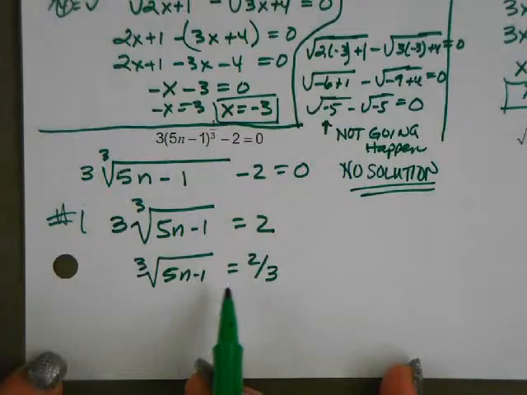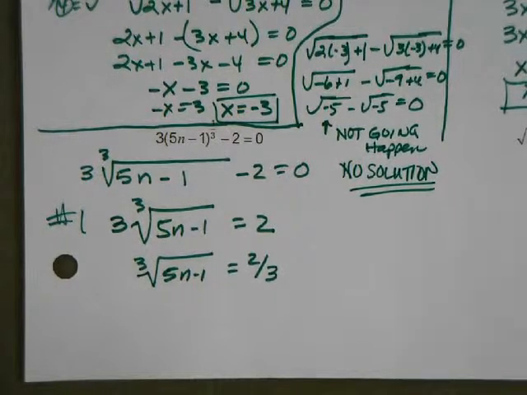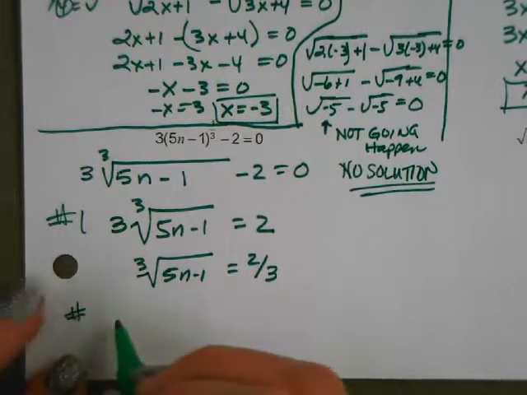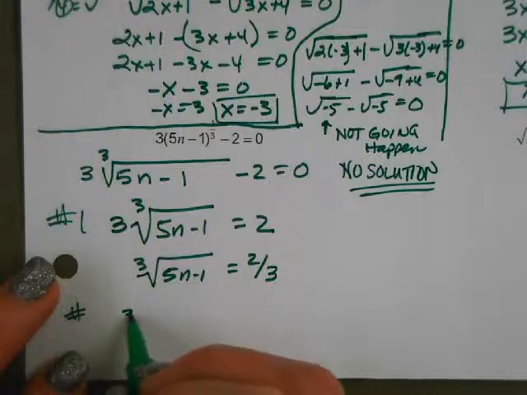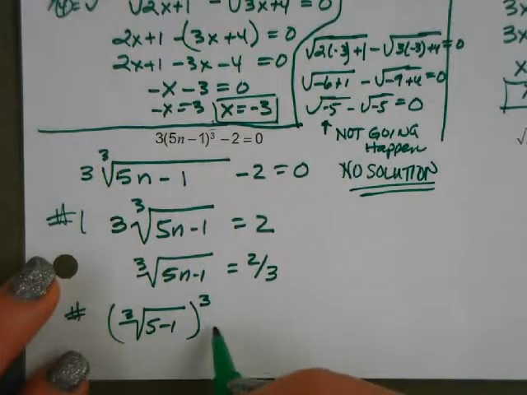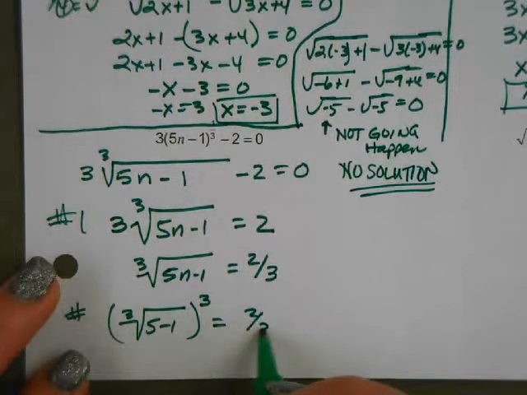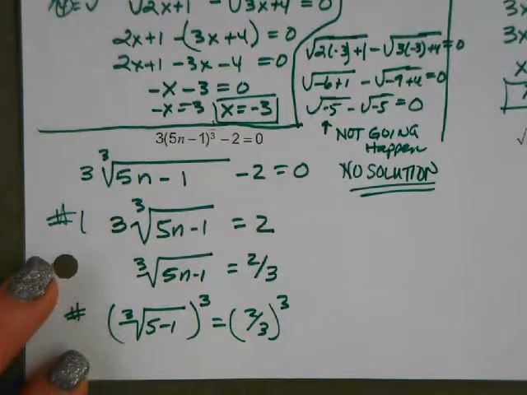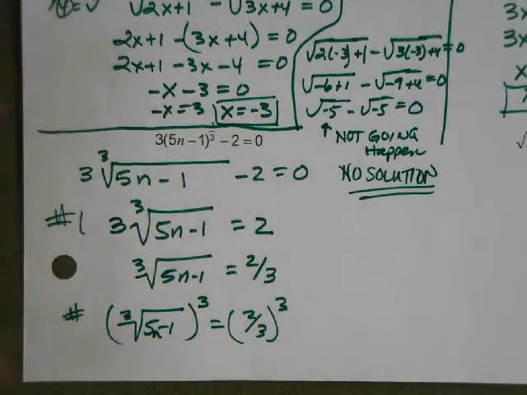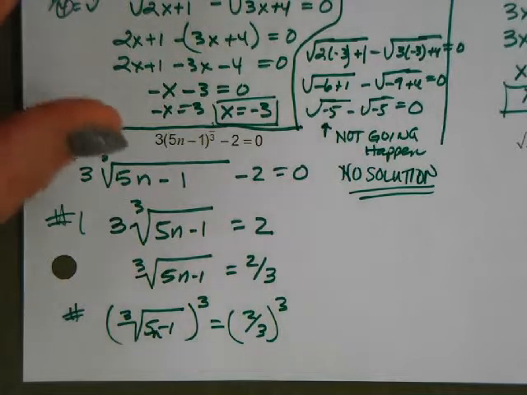Okay? So at this point now, I want to do number 2, raise it to the power. Well, what's my power? It's 3 now, so it's not 2. So now I'm going to raise everything. So number 2 is raise everything to the 3rd power. So I'm going to have the cube root of the 5n minus 1 to the 3rd power, and that's going to be equal to 2/3 to the 3rd power. Where's the n go? Oh, n. Right there.